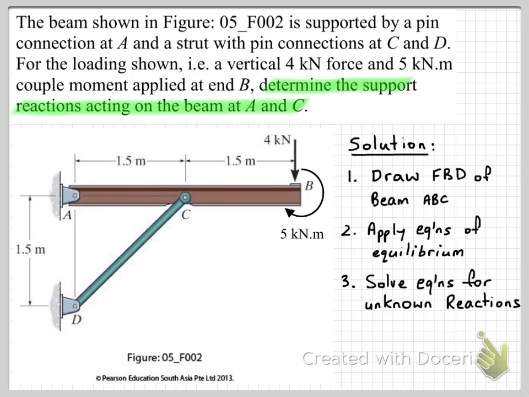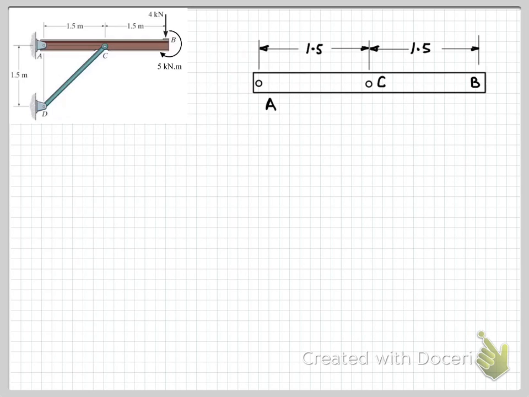Okay, so let's start with drawing our free body diagram. Start off with the beam. I've just copied over here our picture for reference, and I've drawn the start of the free body diagram, which is just the body that we're analysing, in this case the beam ABC, and I've removed everything that's connected to that beam.